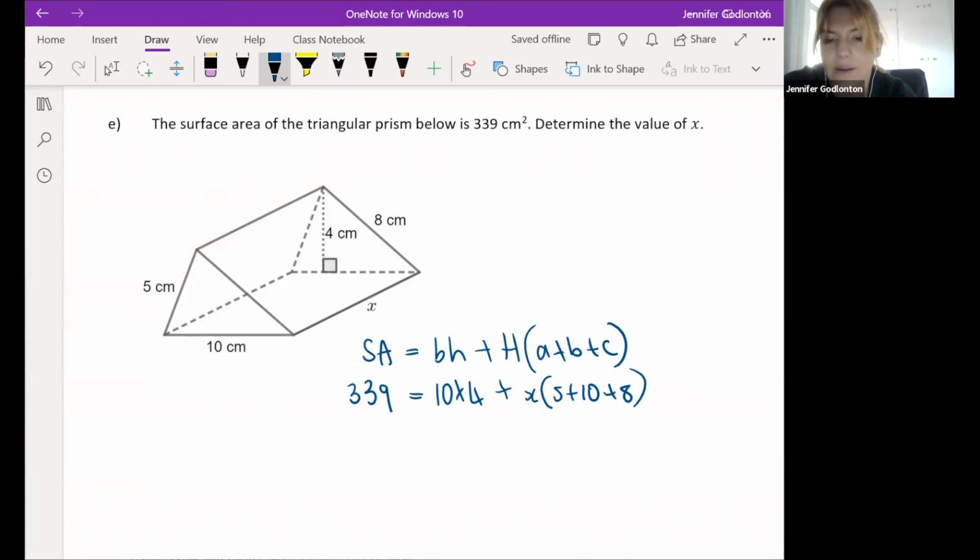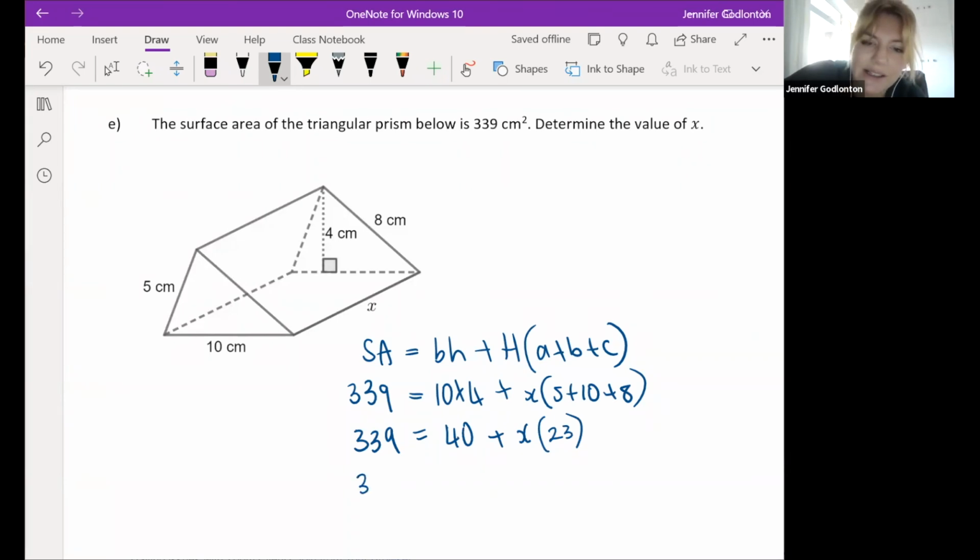I ended there. No, don't be silly. Let's work through this step by step here. What is 10 times 4? It's 40, ma'am. Okay, cool. What is 5 plus 10 plus 8? 23. Okay, cool. So let's write this in a slightly different way. Let's write this as 339 is equal to 40 plus 23x. How would I solve that equation?